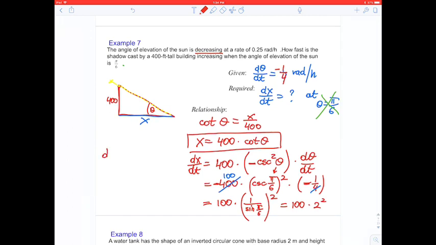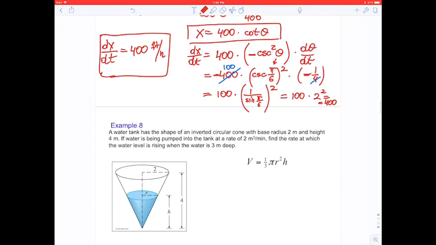That means the rate of change of x, of the shadow cast of the building with respect to time, is 400, and we need distance over time. Distance is in feet, so feet per hour. I can write 400 here also. Okay, that means this is my final answer. Okay, let's look at another example.